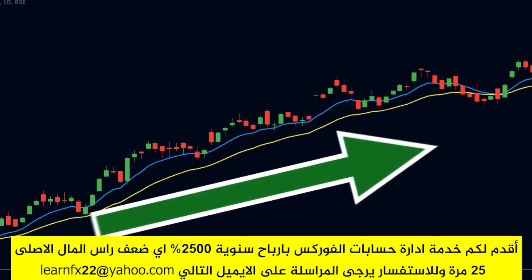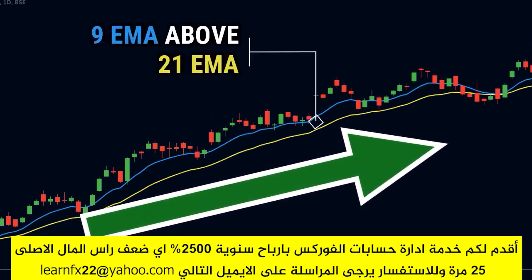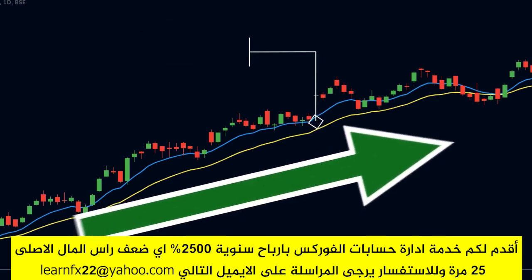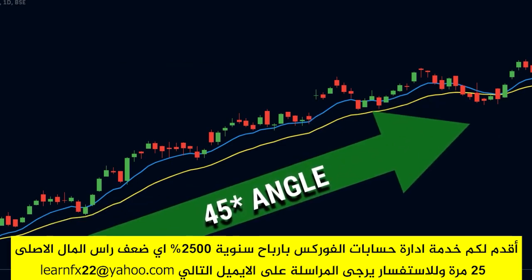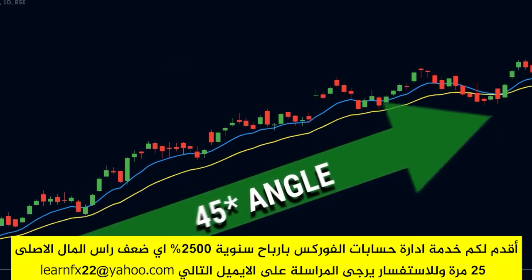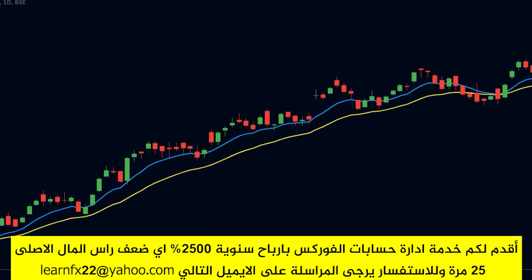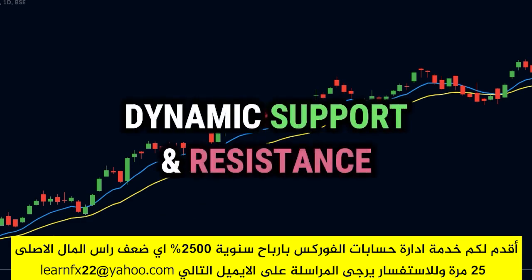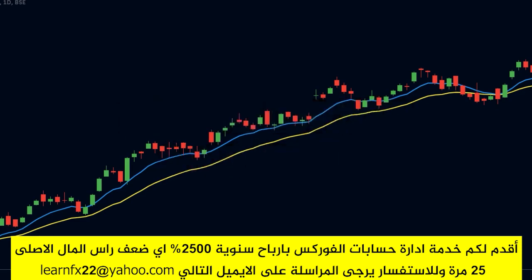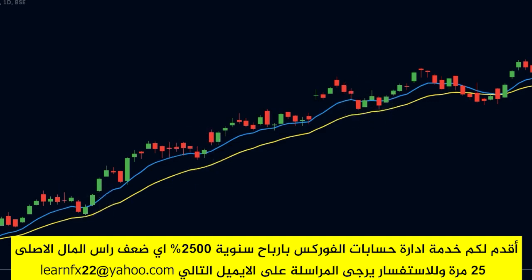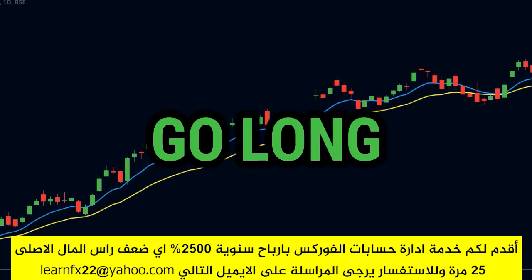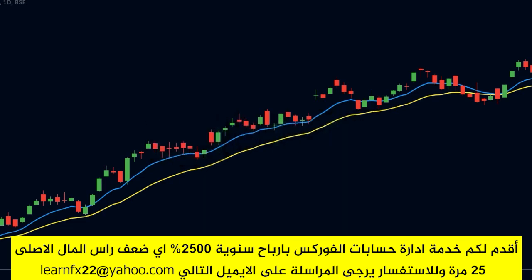Now, in a strong uptrend, we will see the 9-period EMA will be above the 21-period EMA. Secondly, both the moving averages will be sloped upwards at a 45-degree angle. Another thing to take note of here is that in a trending environment, moving averages act as dynamic support and resistance. This means that price will bounce up from the moving average in an uptrend. When we see these signs of an uptrend, we will only be looking to go long. In other words, we will be looking to buy.